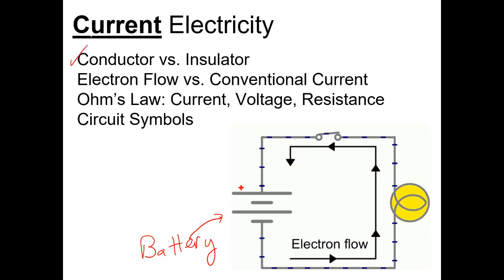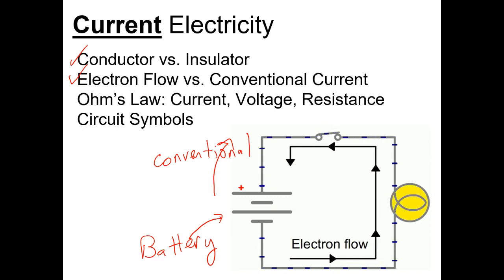Next we'll talk about electron flow versus conventional current. So I'm just going to mention this here. Electron flow versus conventional current historically dates back to Benjamin Franklin, who originally thought that electrons or charges move around from the positive terminal of a battery. So conventional current, we call it convention because that was the convention for a long time when Ben Franklin back in the day started doing a lot of science around electricity.